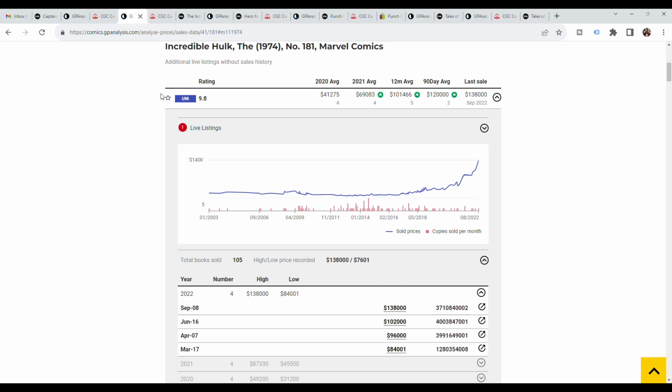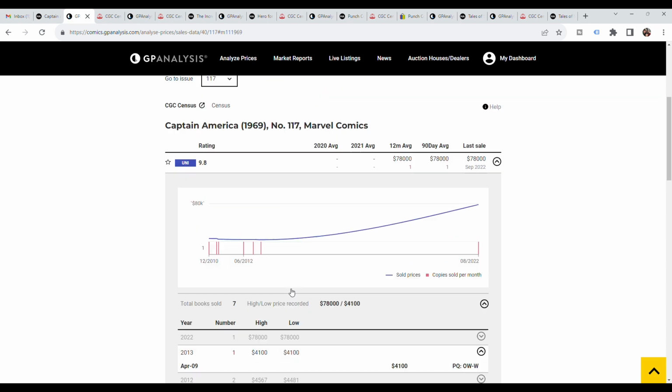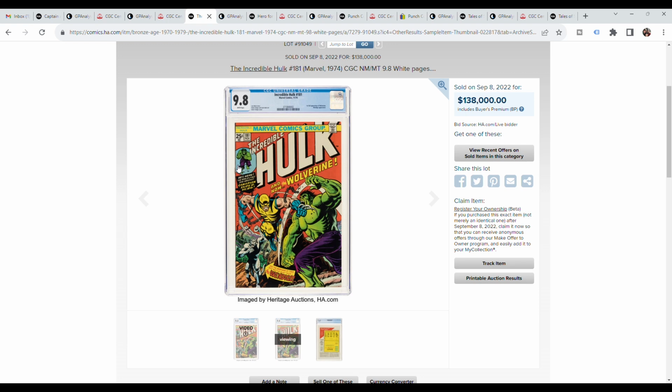And the thing that is just fascinating about this to me, I mean, first of all, if we look at the numbers comparison, there's almost 16,000 graded copies of this on the CGC census, 147 total 9.8s, compared to 12 total 9.8s in the blue label for Captain America number 117. And yet Hulk 181 absolutely crushed that sale. Way more expensive of a book, even though it is way less rare. And the thing that's interesting to compare about that is the popularity of the two characters, because the popularity of Wolverine is just magnitudes more than Sam Wilson and the Falcon. So it makes sense in that sense.